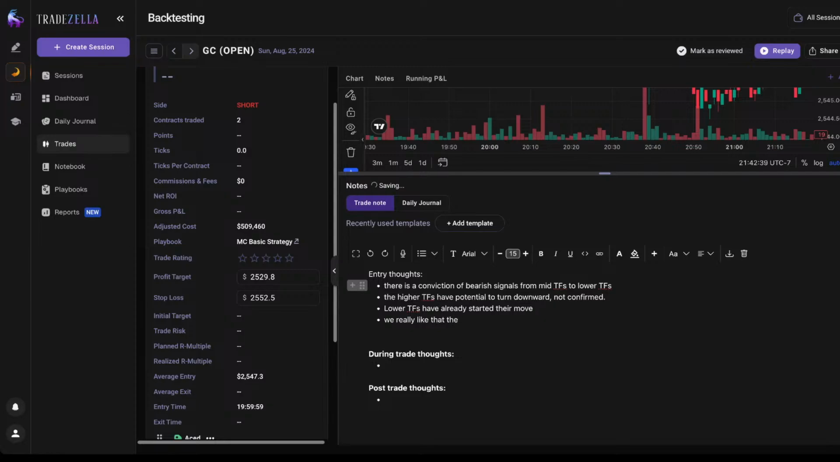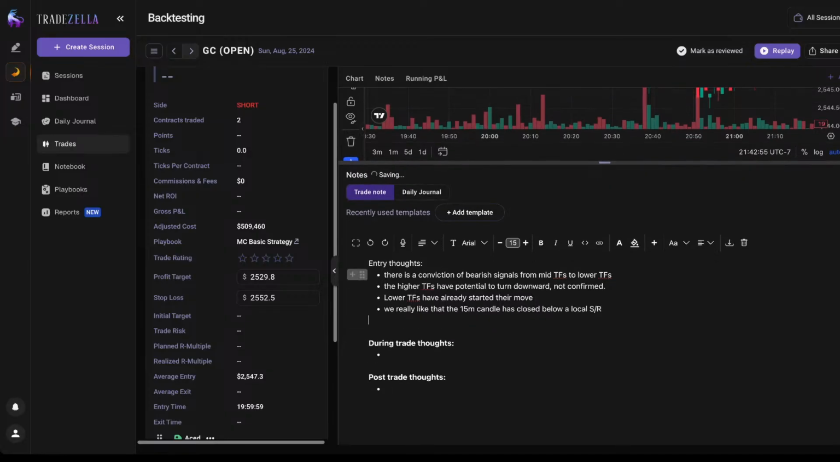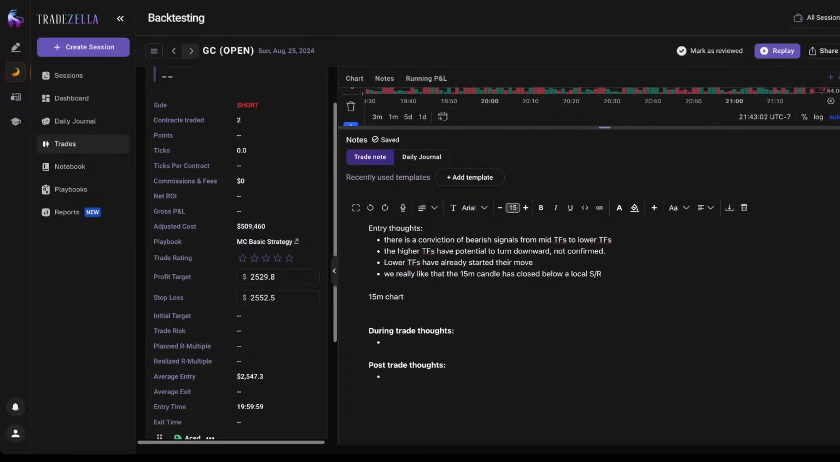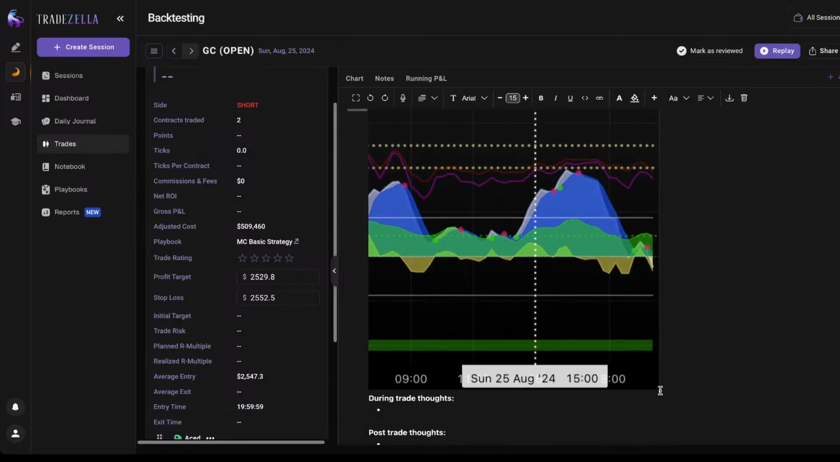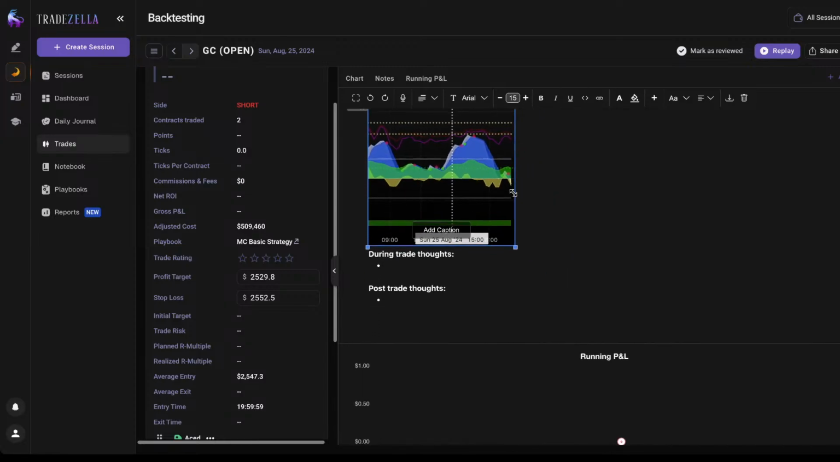We really like that the 15-minute candle has closed below a local SR, that support resistance. And that's really what we're trying to do here. That's our strong signal. But it's backed up with some other confluence. This is not the worst trade, okay?